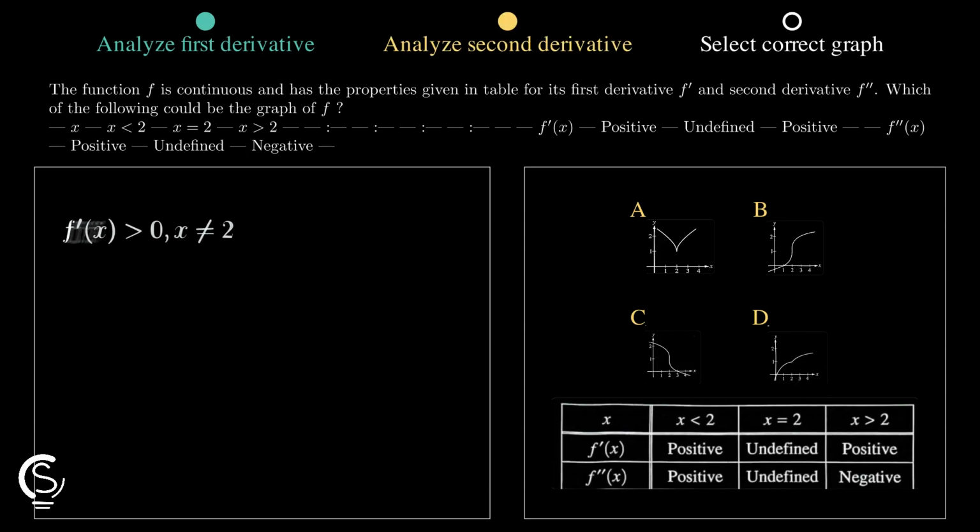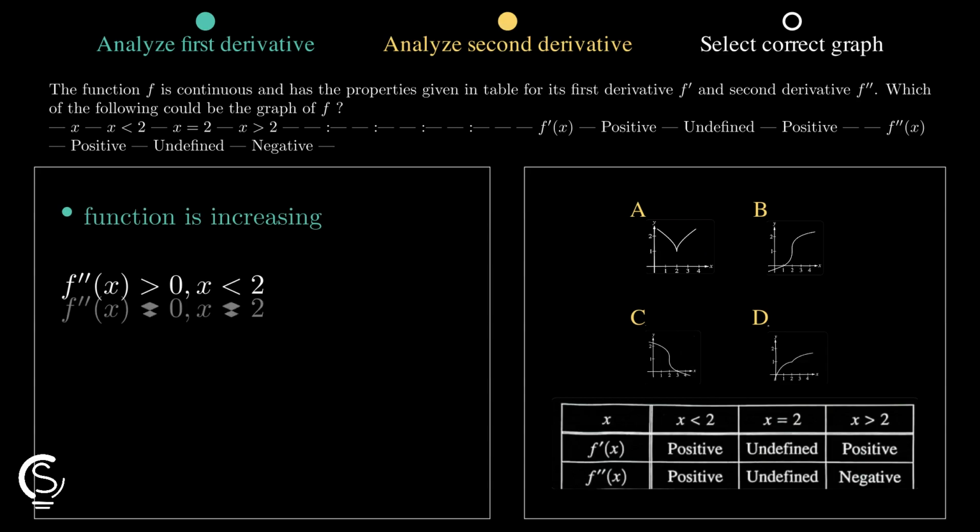Next, look at the second derivative. It is positive for x less than 2, meaning concave up, and negative for x greater than 2, meaning concave down. That indicates inflection.